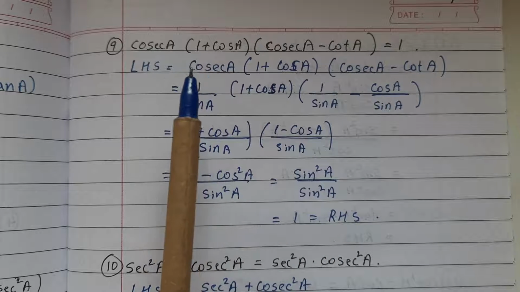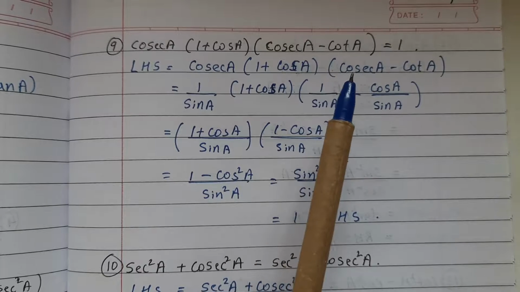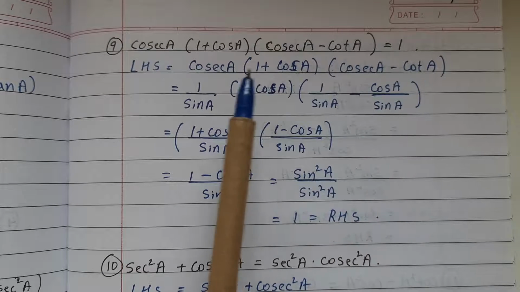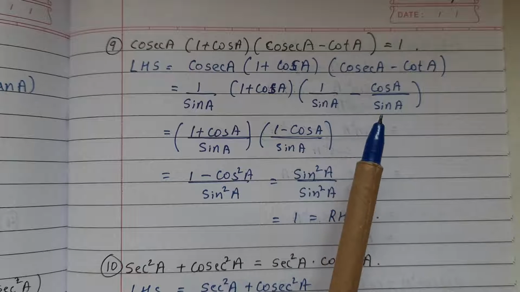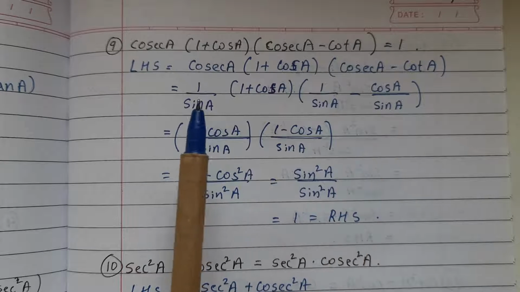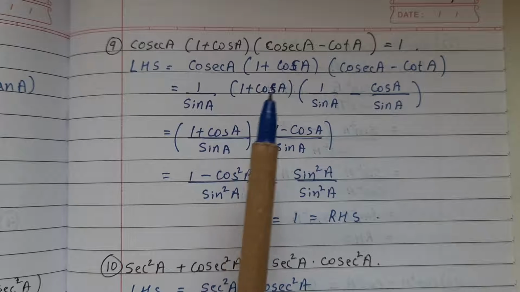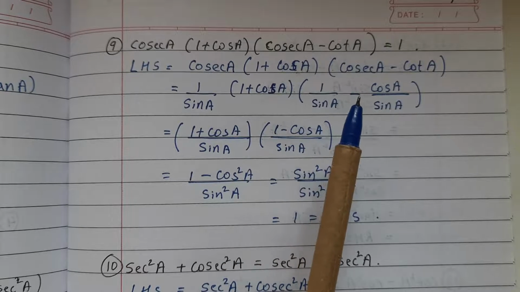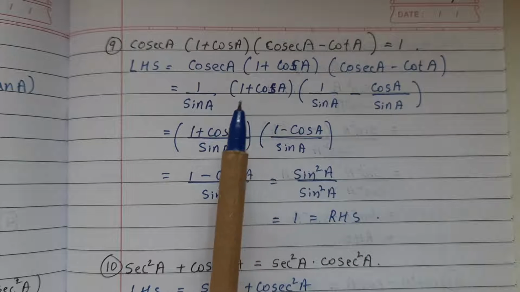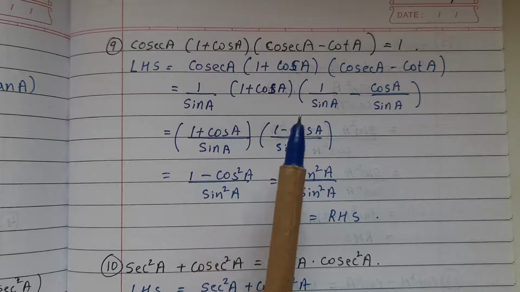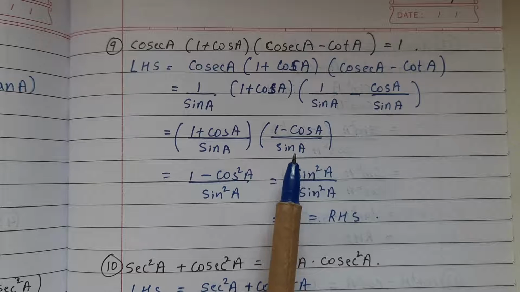Left hand side is equal to cosec A into 1 plus cos A into cosec A minus cot A. Cosec A is 1 upon sin A, cot A is cos A upon sin A. So equal to 1 upon sin A into 1 plus cos A into 1 upon sin A minus cos A upon sin A, which is 1 plus cos A upon sin A. Here sin A is common, so 1 minus cos A upon sin A.